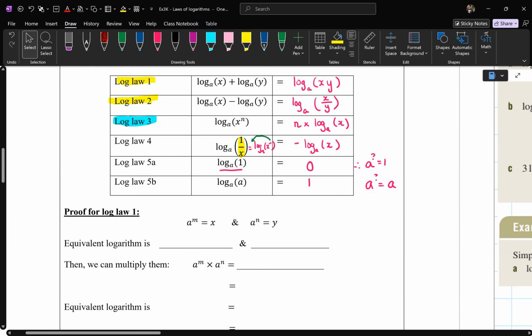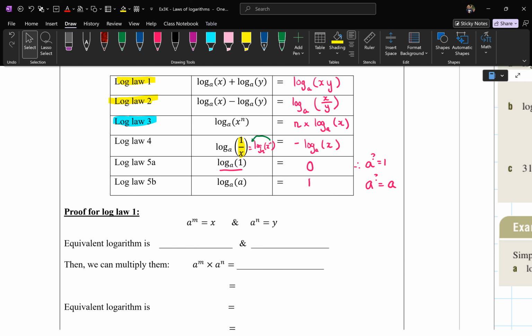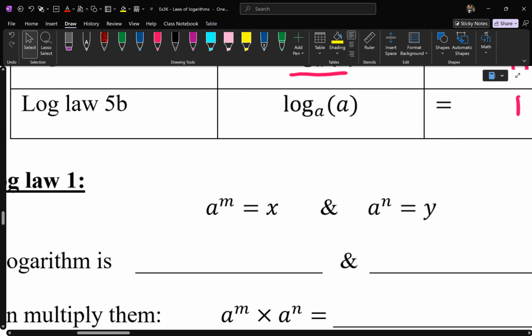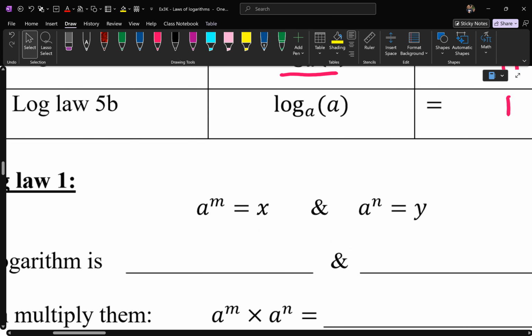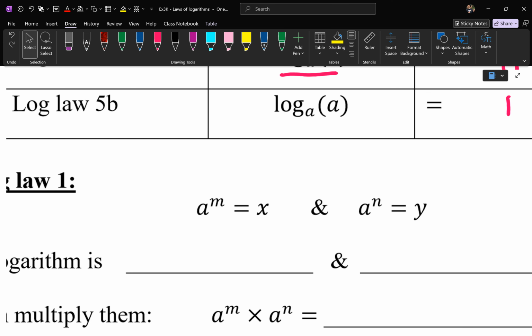Let's start off with the same base, two exponents. A to the power of m equals x. Pretty straightforward. A to the power of m, I don't know what m is, but I know that it's going to give me a result. Let's call it x. Then I do the same thing again. I keep the same base, and I say A to the power of a different number, and it gives me a different result. So A to the power of n equals y.